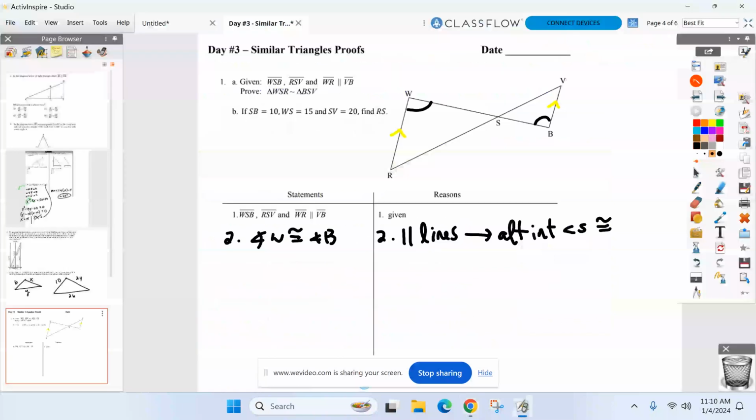Thomas? Angle WSR and angle VSB. Yep. I got the verticals now. I don't know if anybody's thinking, couldn't I have just said R and V in step 2 because they're alternate interior? Yeah, you could have. That's fine. I'll go with Thomas's suggestion. Angle WSR is congruent to angle VSB. Vertical angles are congruent.